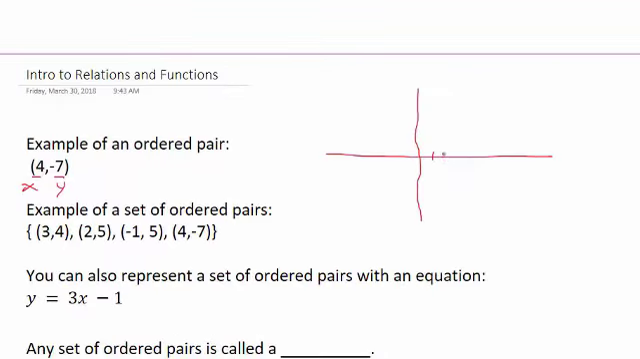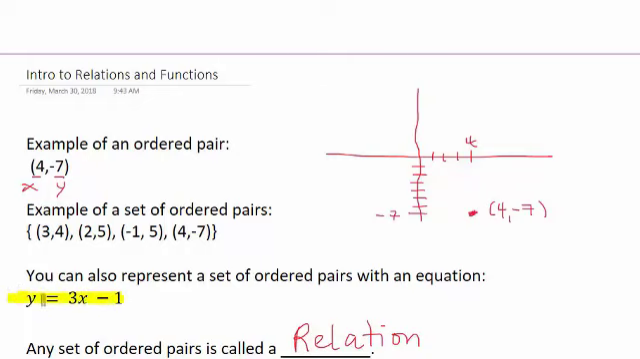So for example, the point (4, -7) would be in the fourth quadrant of our xy coordinate system and looks something like this. We might have a whole bunch of points plotted, like the whole set here of (3, 4), (2, 5), (-1, 5), (4, -7). We could plot each of those points. Any set of ordered pairs is called a relation because it defines a relationship between a set of x's and a set of y's. So you can also represent a relation as an equation, like this equation here gives a relationship between x and y values.